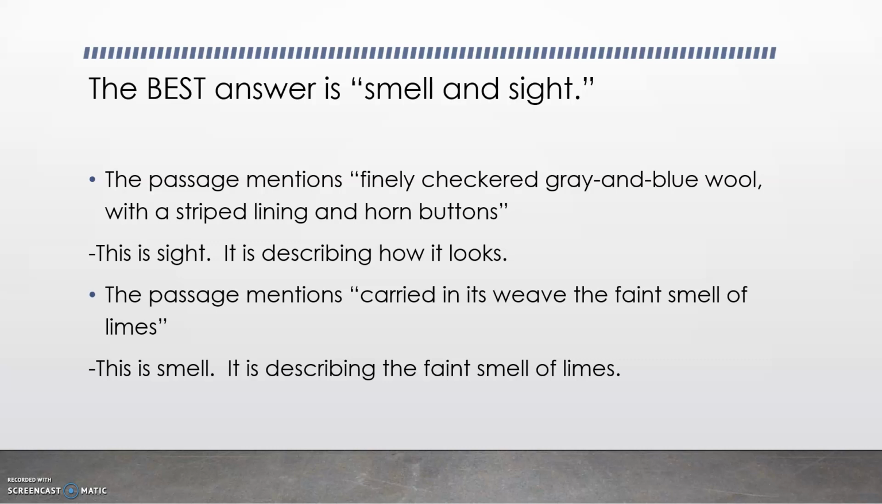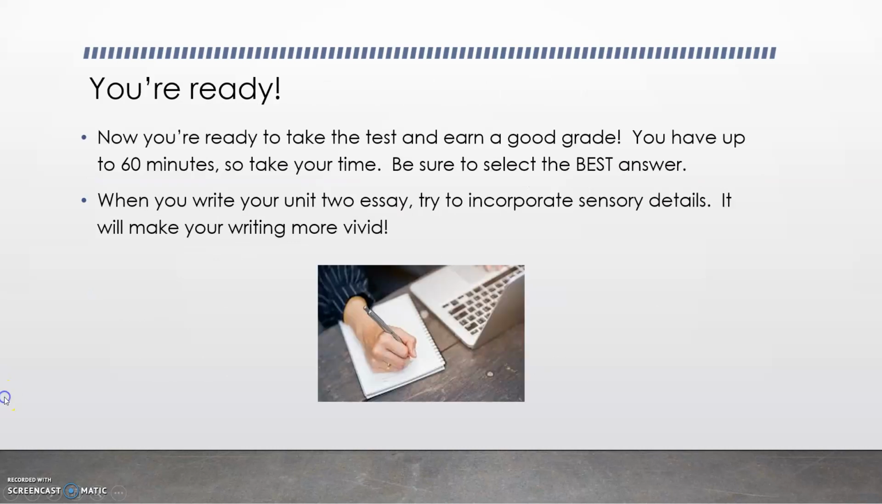The passage mentions finely checkered gray and blue wool with a striped lining and horn buttons. This is sight because it is describing how it looks. The passage also mentions carried in its weave the faint smell of limes. This is smell because it is describing the faint smell of limes.